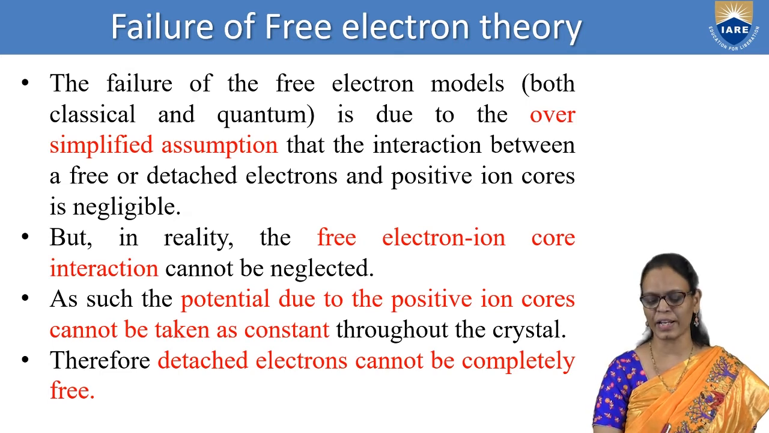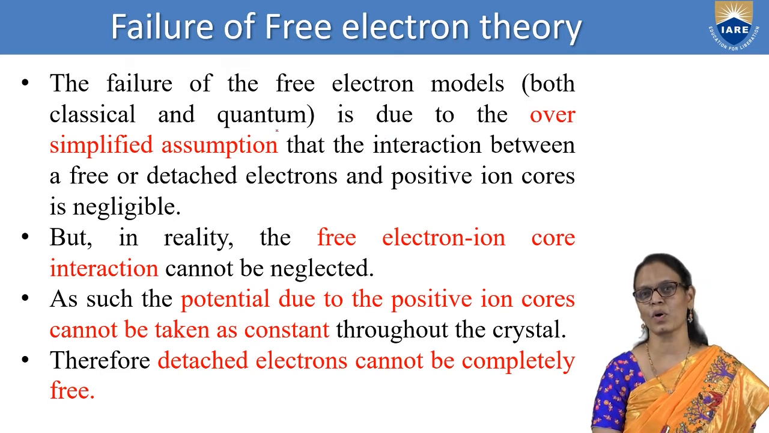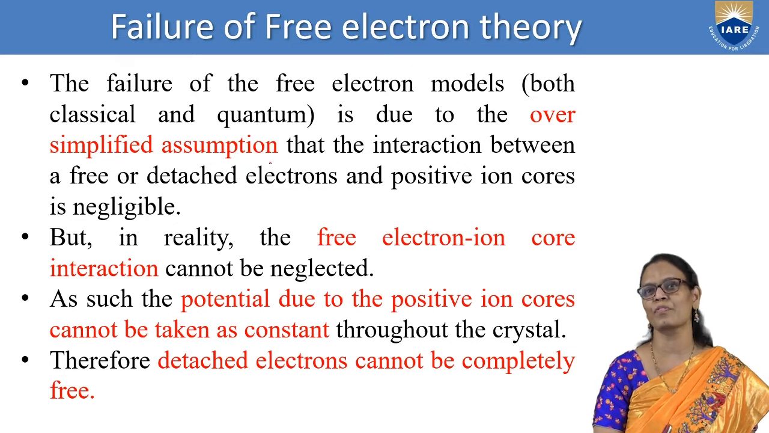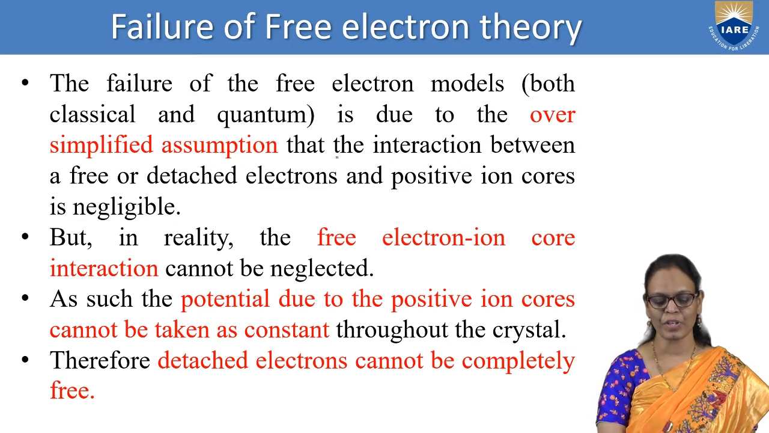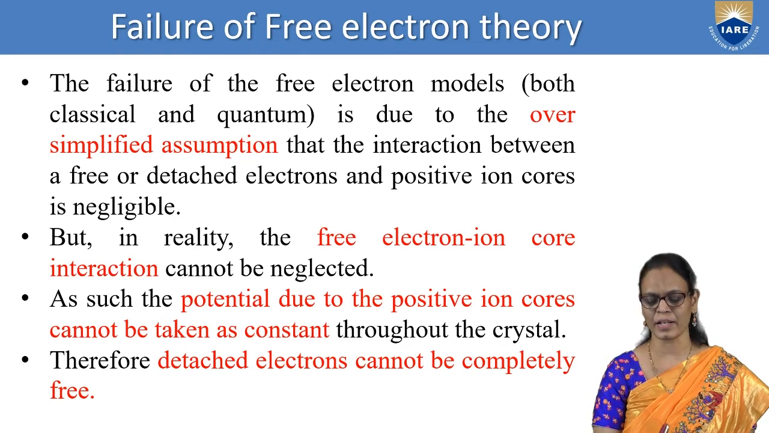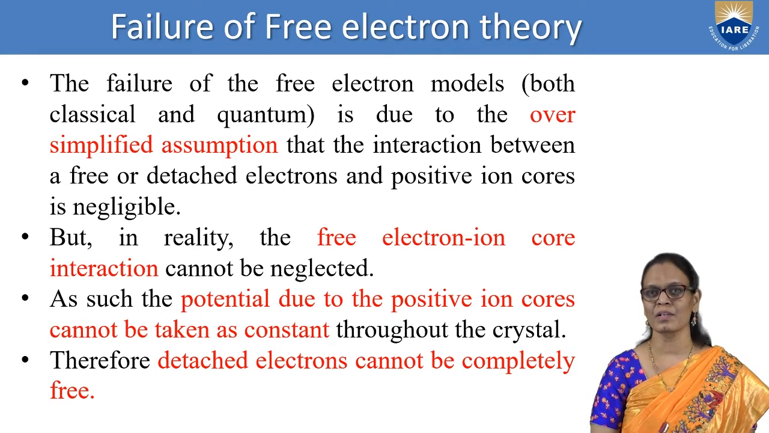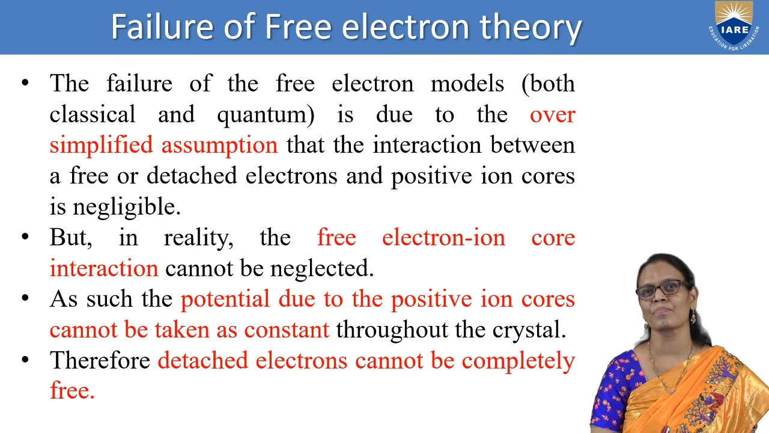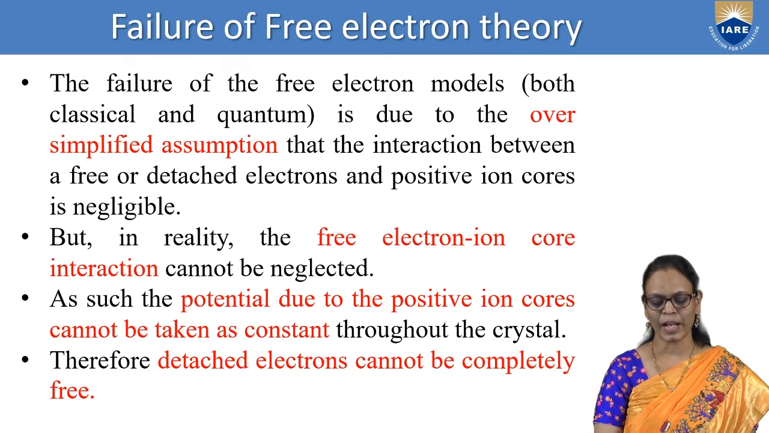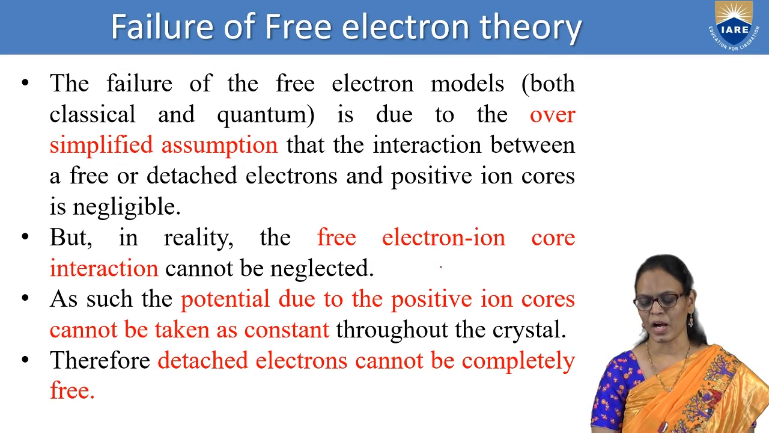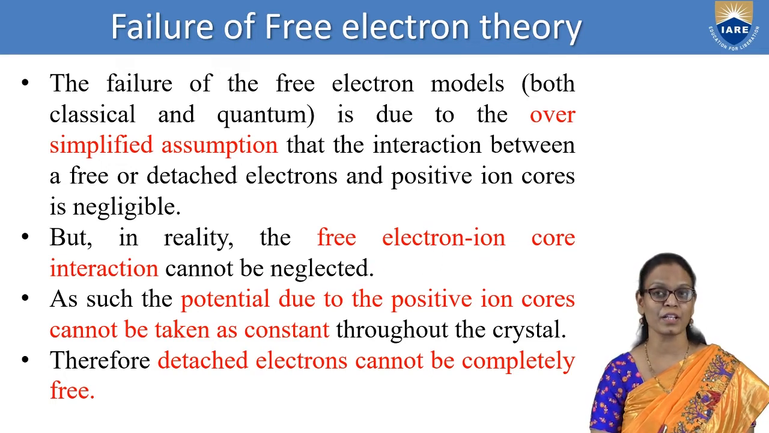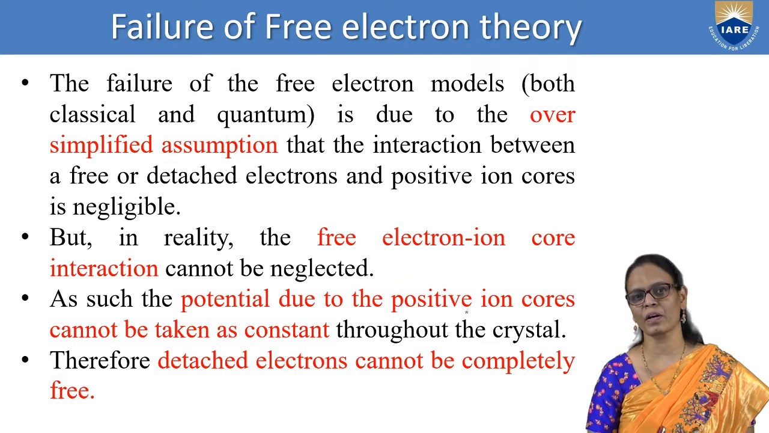Now the failure of free electron models, that is the classical and quantum, is due to the oversimplified assumption that the interaction between free or detached electrons and the positive ion cores is negligible. So once they could plot it, they could see that the potential is varying. So this oversimplified assumption was wrong. They could realize that in reality, the free electron ion core interaction cannot be neglected. You cannot neglect it. So potential due to the positive ion cores cannot be taken to be constant throughout the crystal.